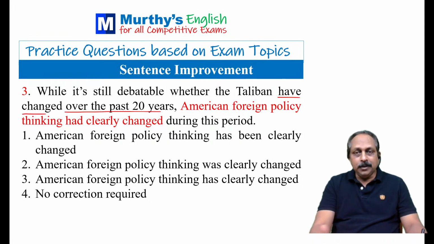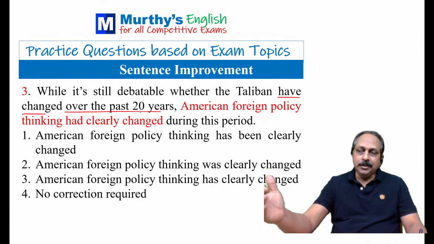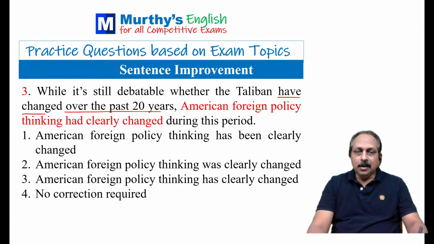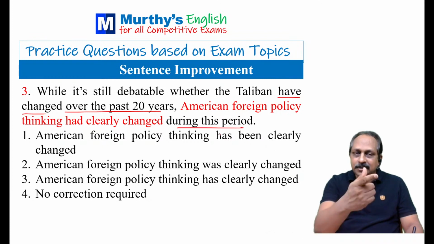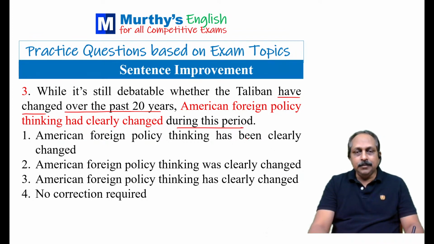Why present perfect for the first clause? Because of a time phrase, over the past 20 years. And during this period means the same time phrase is applicable for the past 20 years or for the last 20 years. Then we cannot use past perfect. Here we have used a present perfect. Even here we have to use present perfect. We cannot use past perfect.